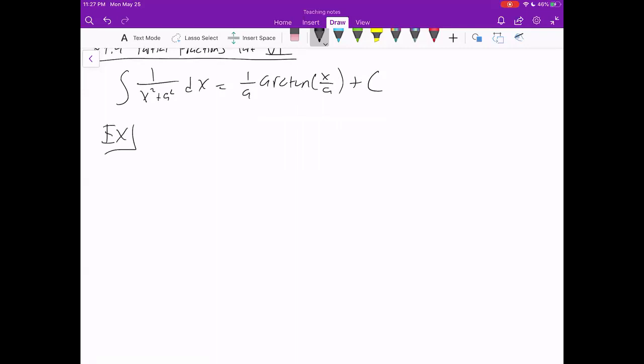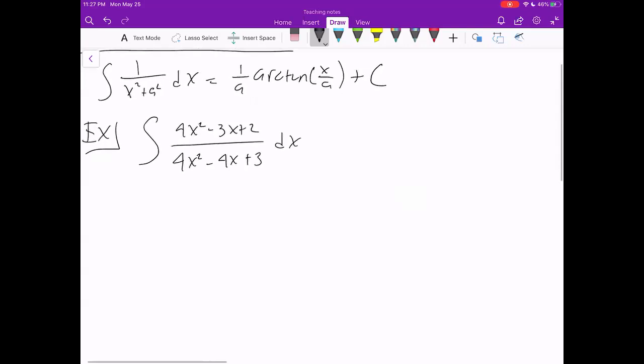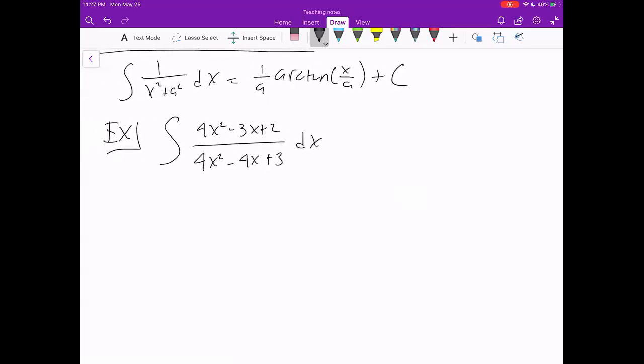So we have an example. We have the integral of 4x squared minus 3x plus 2 divided by 4x squared minus 4x plus 3 dx. Let me zoom in a little bit, to make this not so large when I upload the notes.